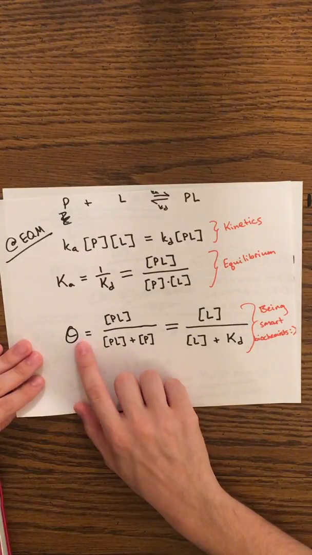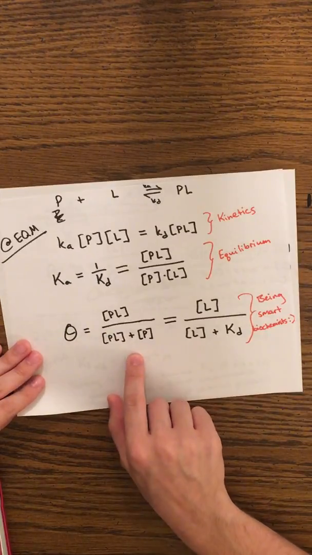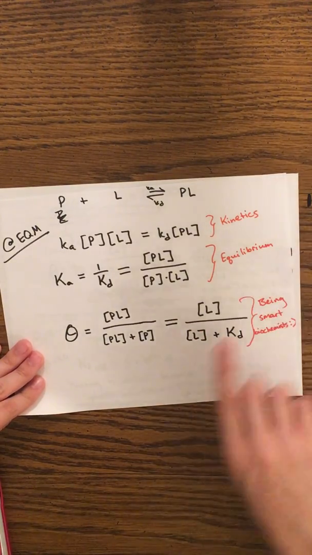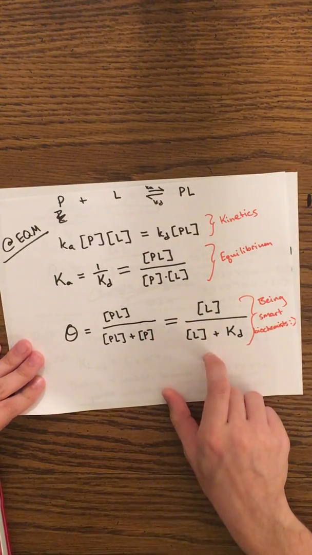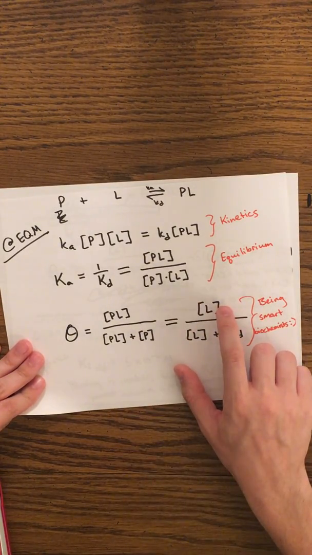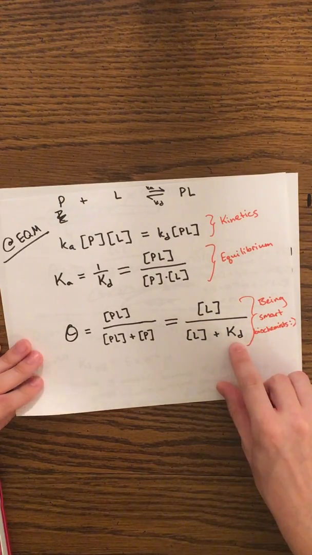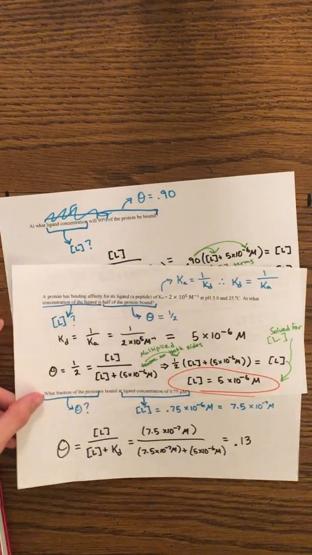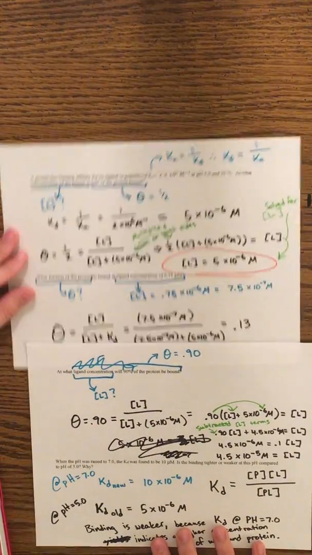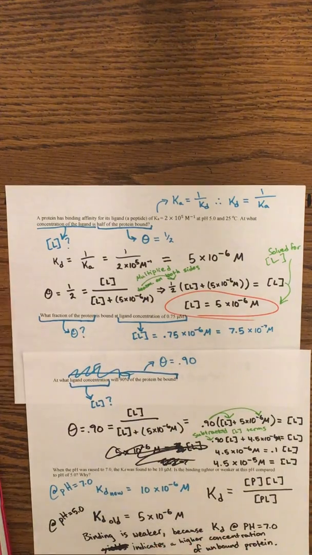And so that description we said was equal to this, and then from this and applying our kinetics and equilibrium, we were able to make a really useful relation that uses the concentration of ligand and the dissociation equilibrium constant. And then from there we were able to do some awesome computational work.